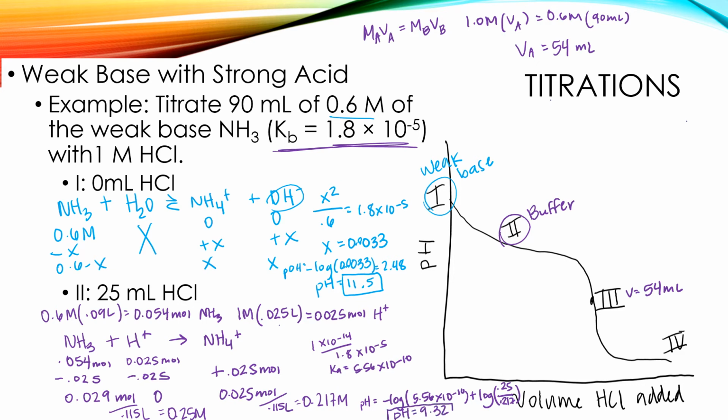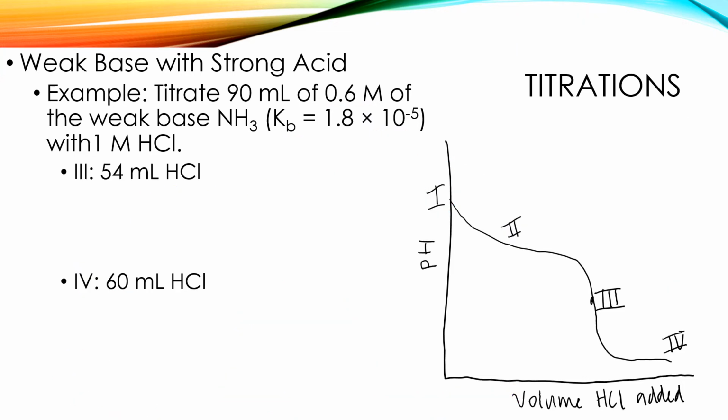So basic pH, which is what I expected, but it has decreased from my original because I did neutralize some of my base. So now 54 milliliters, we determined that 54 milliliters was my equivalence point volume. So I am at region 3 when I've added 54 milliliters of HCl. So the first thing I'm going to do is determine how much ammonium this created.